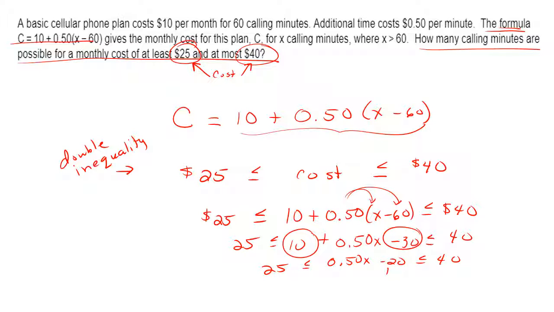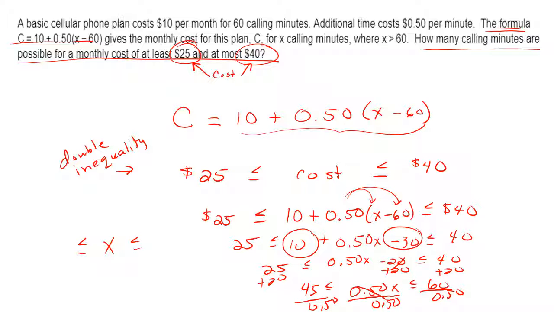Then I will add the 20 to all three parts of this problem, leaving 0.50x in the middle. So I now have 45 on the low end and 60 on the high end. And last, I divide by the coefficient on all parts. So x, the number of minutes, would be, let me see, 45 divided by 0.50 would be 90 minutes on the low end, and 60 divided by 0.50 is 120 minutes. So that would be the number of minutes needed on this problem.